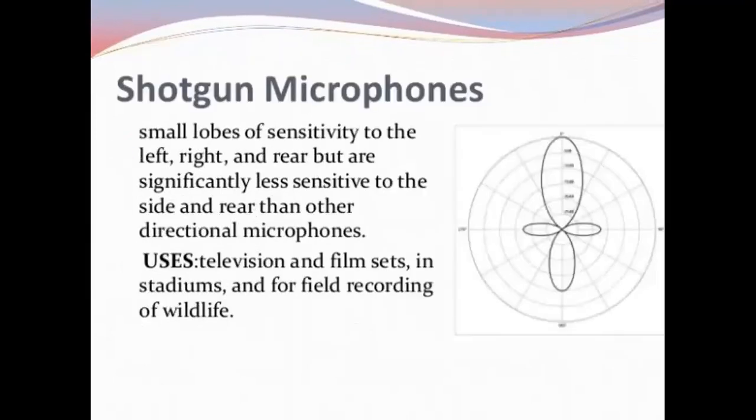We have a shotgun microphone. A shotgun microphone is less sensitive to the sides and rear than other directional microphones. Common uses of shotgun microphones are for talks or speeches in meetings, conferences, and lectures. In scenarios such as these, the speaker doesn't need to hold a microphone and speak into it, or wear a microphone on his body in order to record his speech or a lecture.